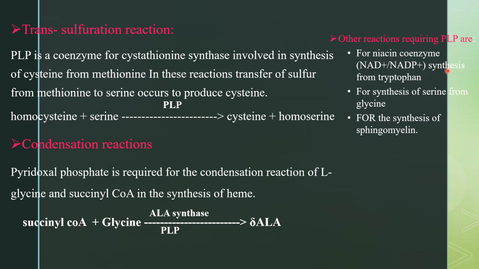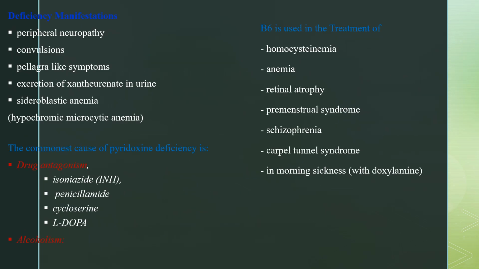Other reactions requiring PLP, for example, the synthesis of the niacin coenzymes NAD and NADP from tryptophan, also require the presence of PLP. For the synthesis of serine from glycine we also require PLP, and for the synthesis of sphingomyelin. So all these reactions are mediated by PLP.